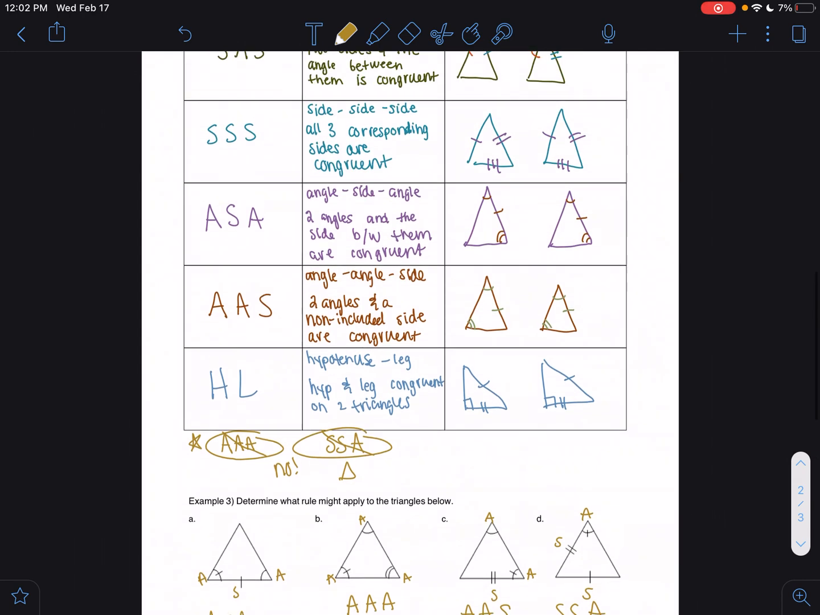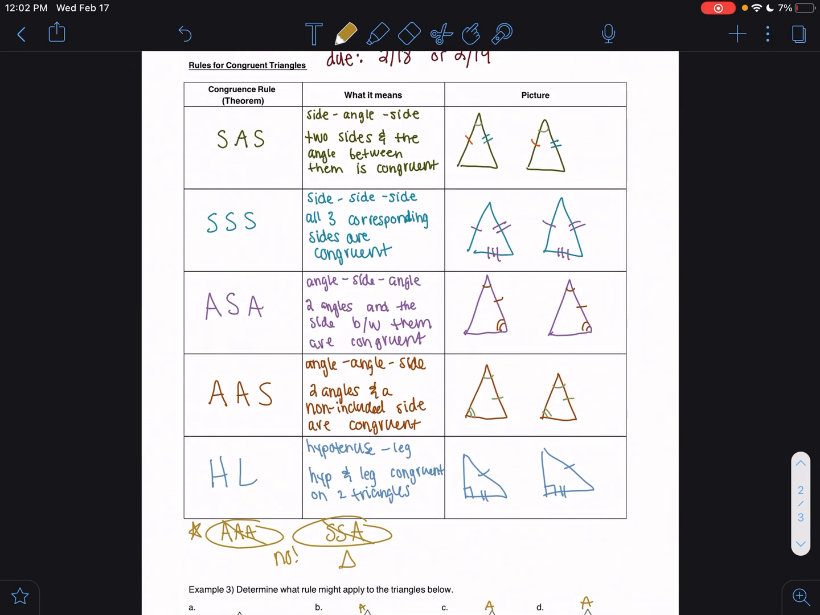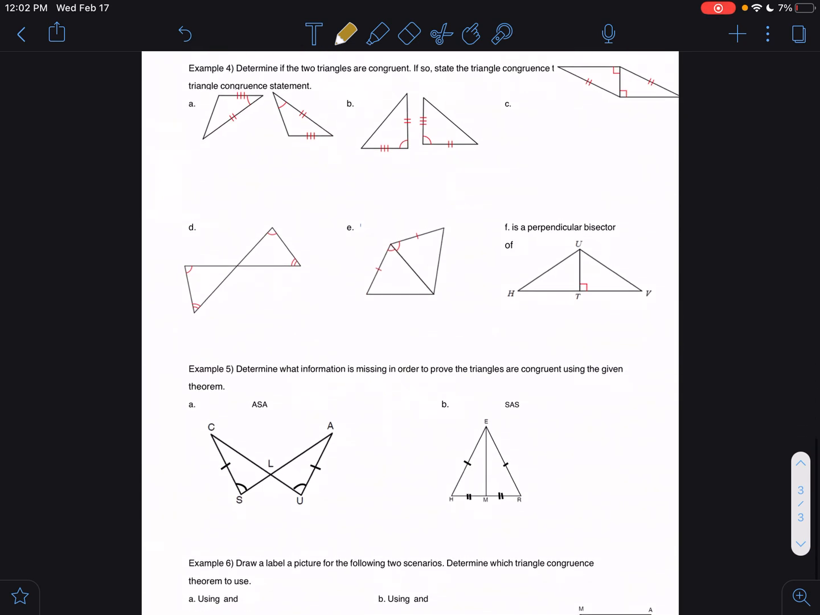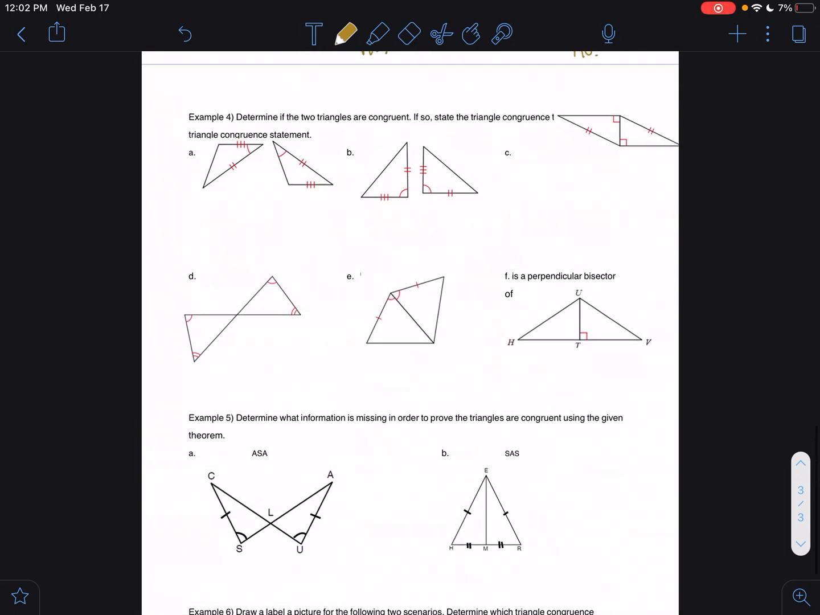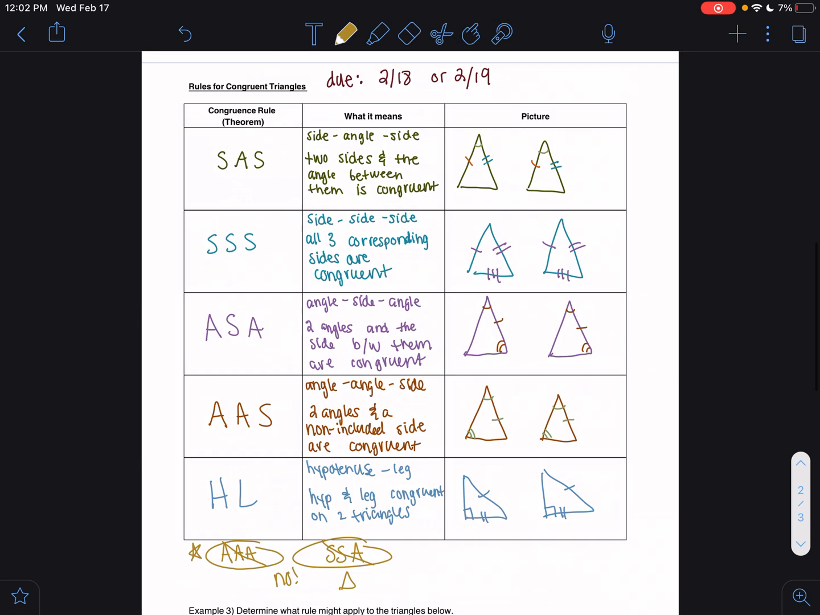Okay, so those are our triangle congruence theorems. You're going to have to study and memorize all of these. And then in the next notes, we are going to apply it by looking at different problems and determining are they congruent based on any of these theorems.